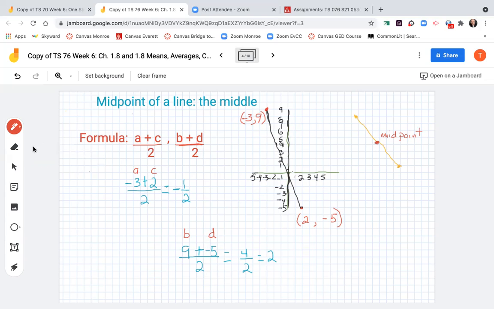So it might be helpful if I added an example underneath that in your notes here. Over here, I've got coordinates -3, 9, and then 2, -5. So here, I'm just going to write it down close to the formula so it makes some sense. I've got -3, 9, and the other coordinate is 2, -5.